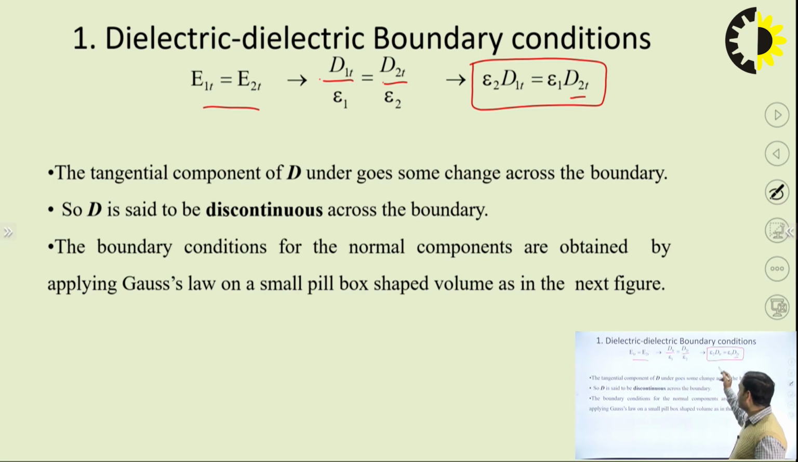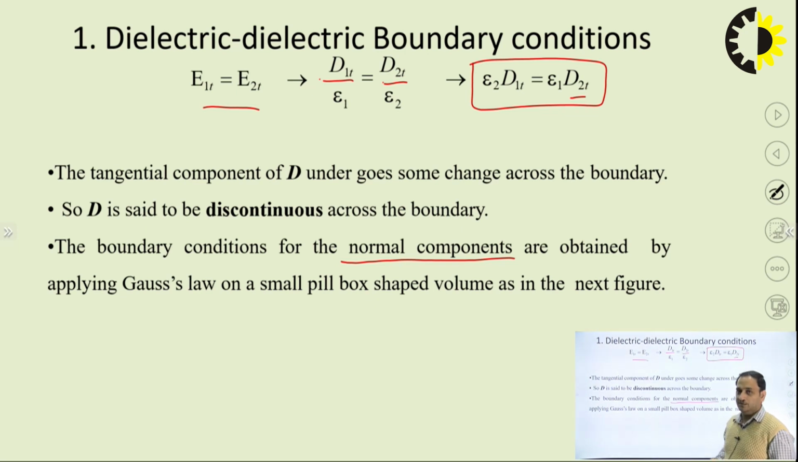But here this is a tangential component, so we have to specify it in the correct order: the tangential component of electric flux density is discontinuous across the boundary, or at the interface. So I hope this point is clear to all of you. So this is the electric field and electric flux density tangential component. Now we will talk about the normal component, right?